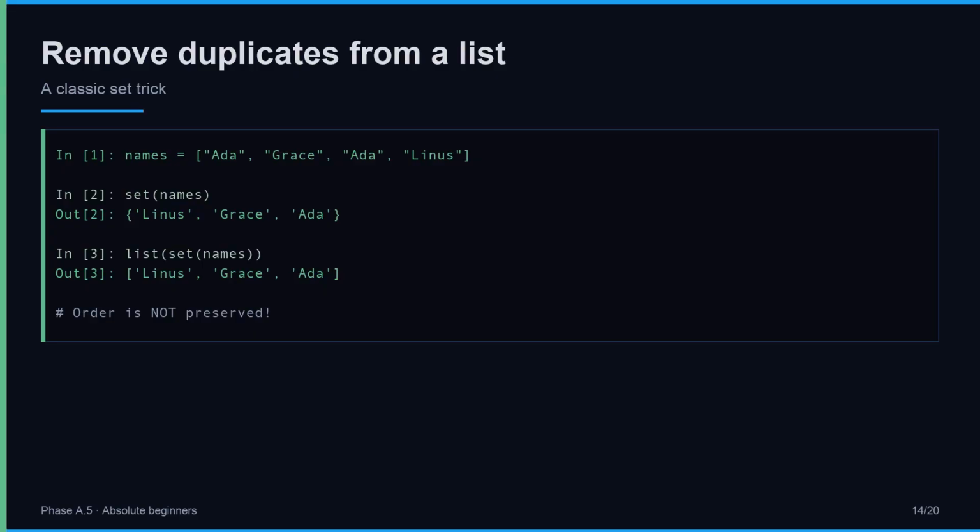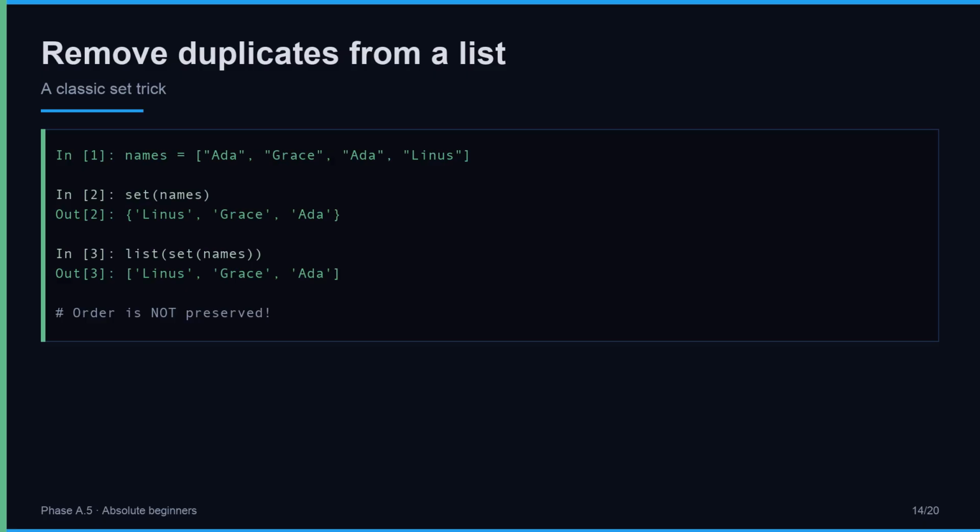Here is one of the most common uses of a set, removing duplicates from a list. Names equals Ada, Grace, Ada, Linus. Ada appears twice. Wrap the list with set, and the duplicates vanish. If you need a list back, wrap that with list. But be careful, the order is not preserved. The cleaned list comes out in whatever order Python prefers. If you need to keep the original order, you need a different approach, which we cover later. For simple uniqueness, set is the fastest tool.